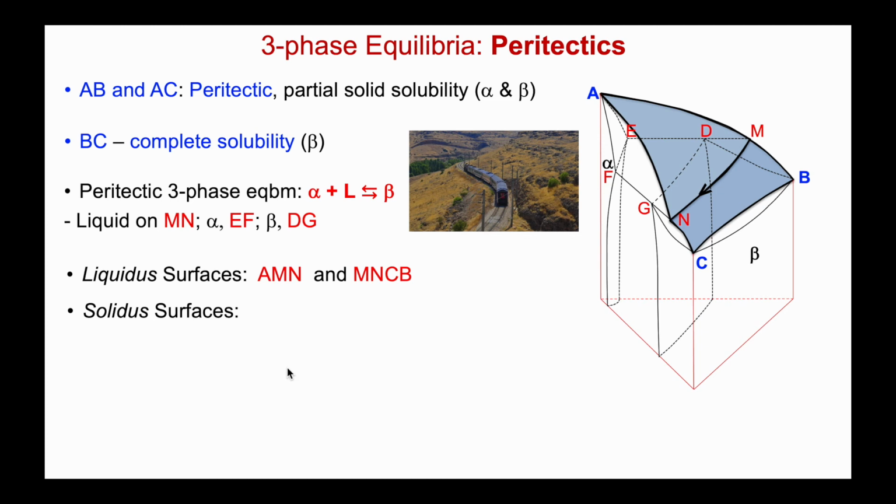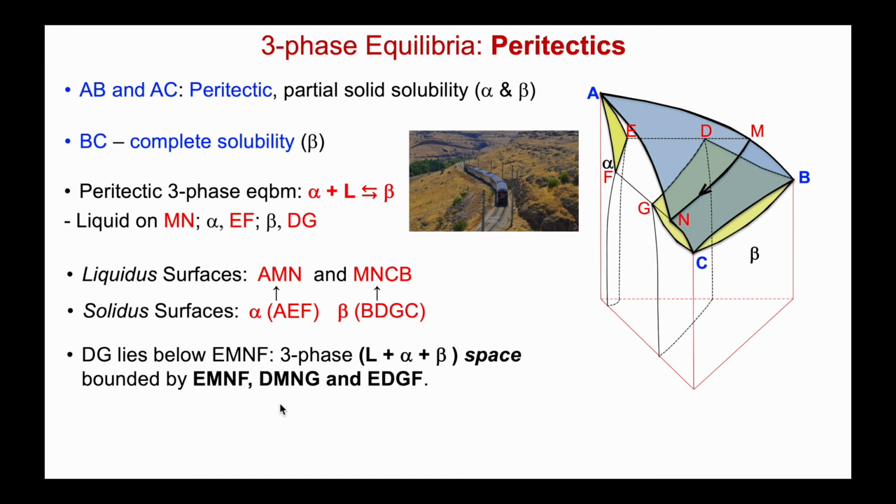Let's shade in the solidus surfaces. Underneath this, DGBC, that is the beta solidus surface associated with the liquidus surface BMNC. And on this side, AEF, let's shade that in yellow, that's the alpha solidus surface. That's where my primary phase alpha, and it would be coexisting with the liquid that is on the AMN liquidus surface. DG lies below EMNF, so again I have a three-phase space bounded by the surfaces shown here.